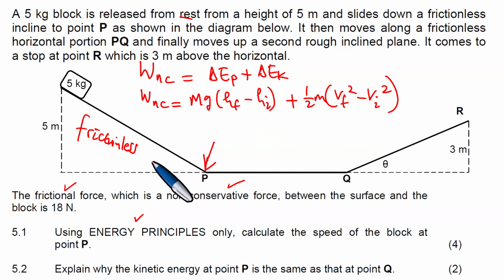But now we understand that there were no friction forces there. This is frictionless, so the work done by the non-conservative forces becomes identically zero. The mass of the block is 5 kilograms. The g is 9.8 meters per second squared.